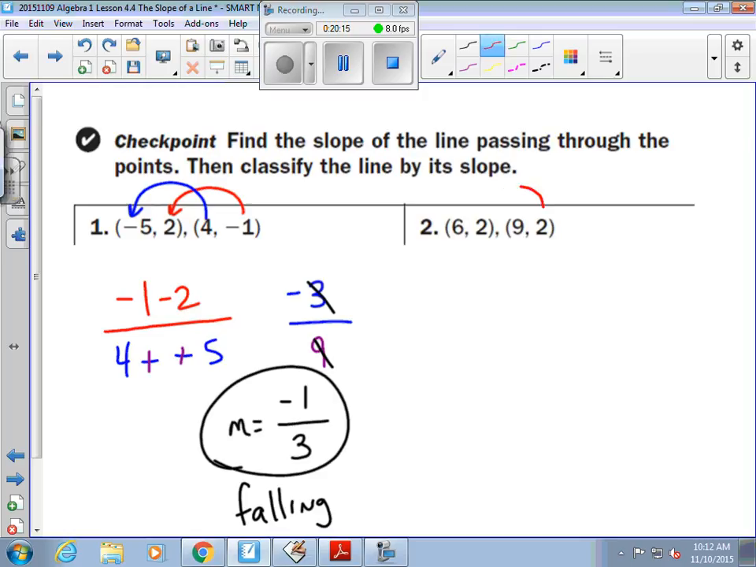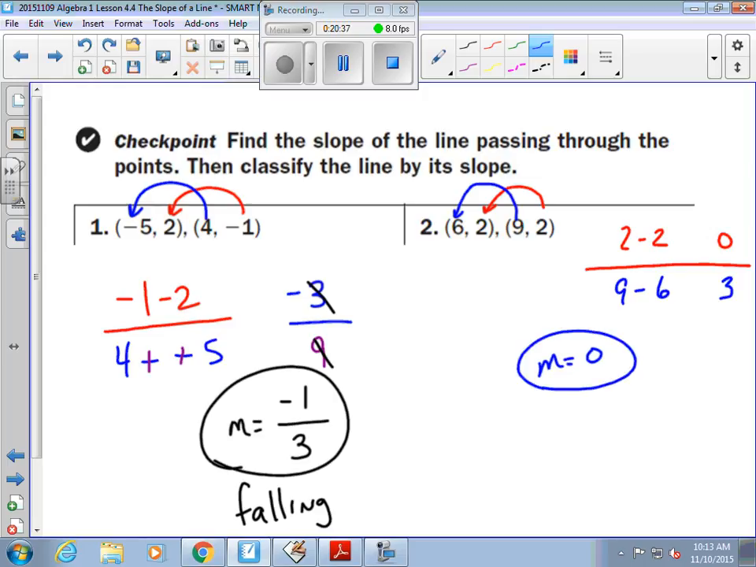Y minus y, sub 2 minus sub 1. 2 minus 2. The top number is going to be 0. Okay. Over x minus x, sub 2 minus sub 1. 9 minus 6, 3. 0 over 3. The slope for this one is 0. Remember, 0 on top is okay. 0 on the bottom is not. So we know that this is not positive or negative since it's 0.